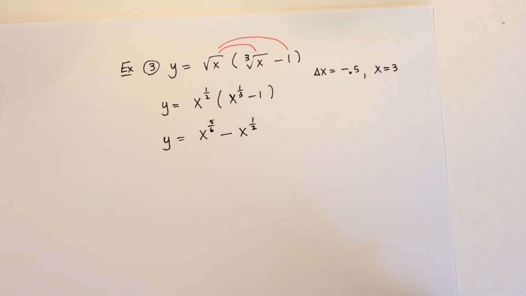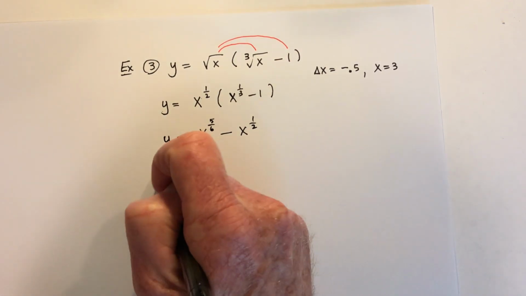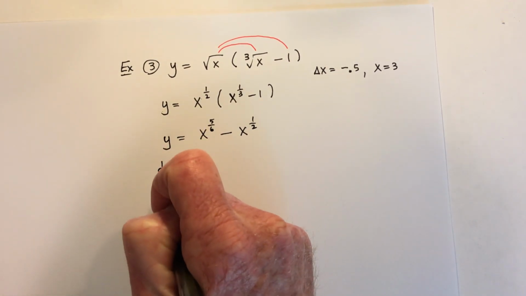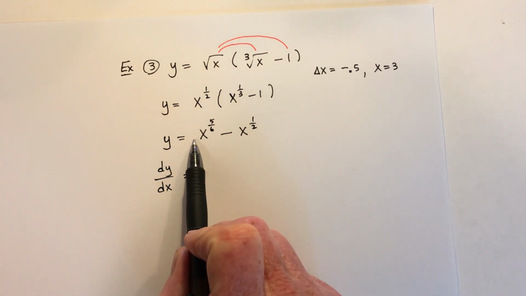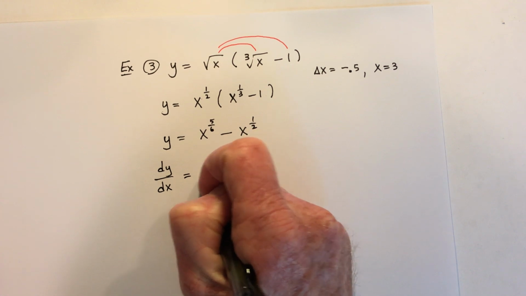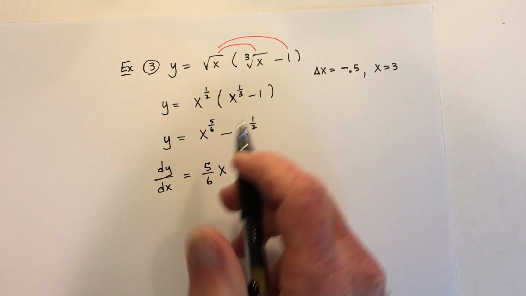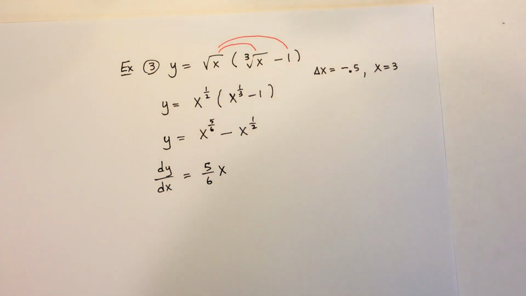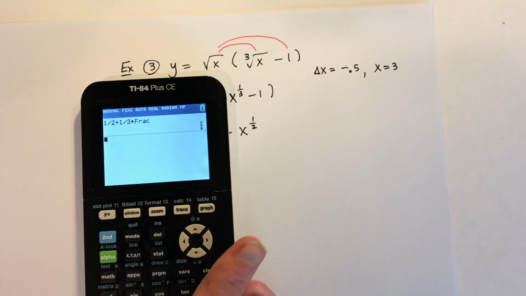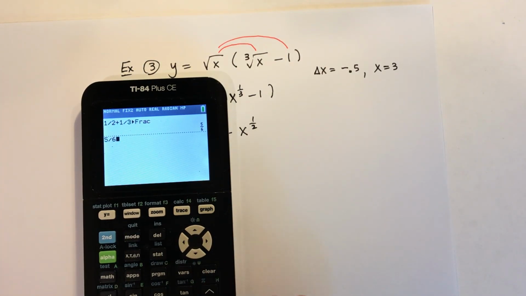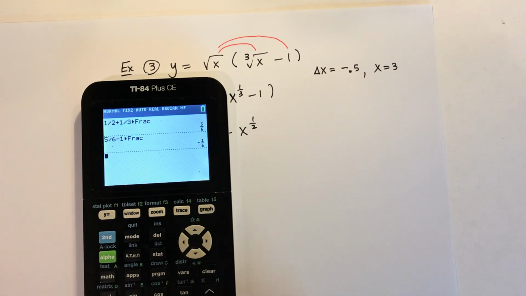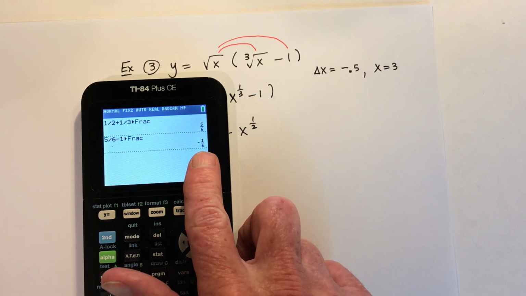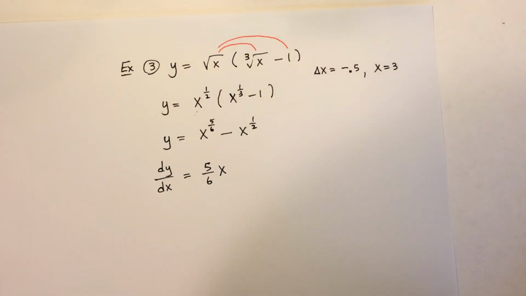Okay, now that we've done the algebra, it's time to take the derivative. So dy dx will be, take the 5/6, put it in front and multiply. And then subtract 1 from 5/6. So then if it is 5/6 and we subtract 1 and have the calculator change that to a fraction, the new exponent is negative 1/6.